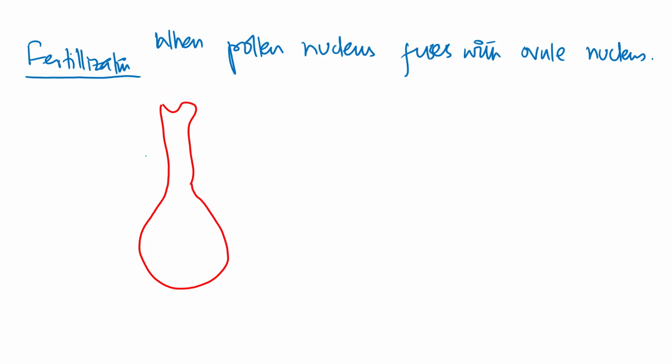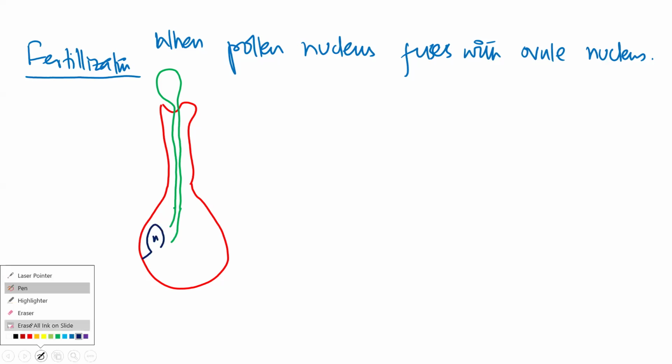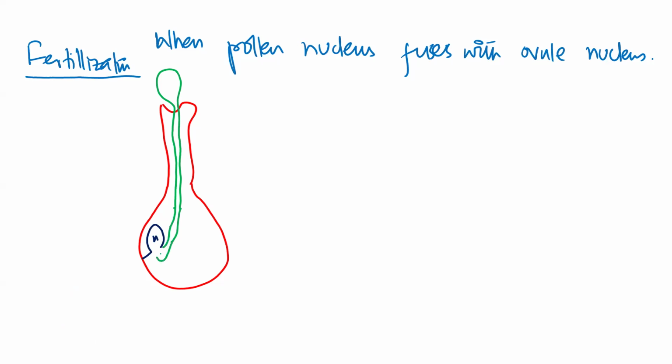What does it mean? It makes a tube down the style. It's called pollen tube. And the nucleus comes in this tube. And what is this in the ovary? Ovule. This pollen tube has come down, and a nucleus comes into this, and this nucleus fuses with this, and what is made is a diploid zygote.